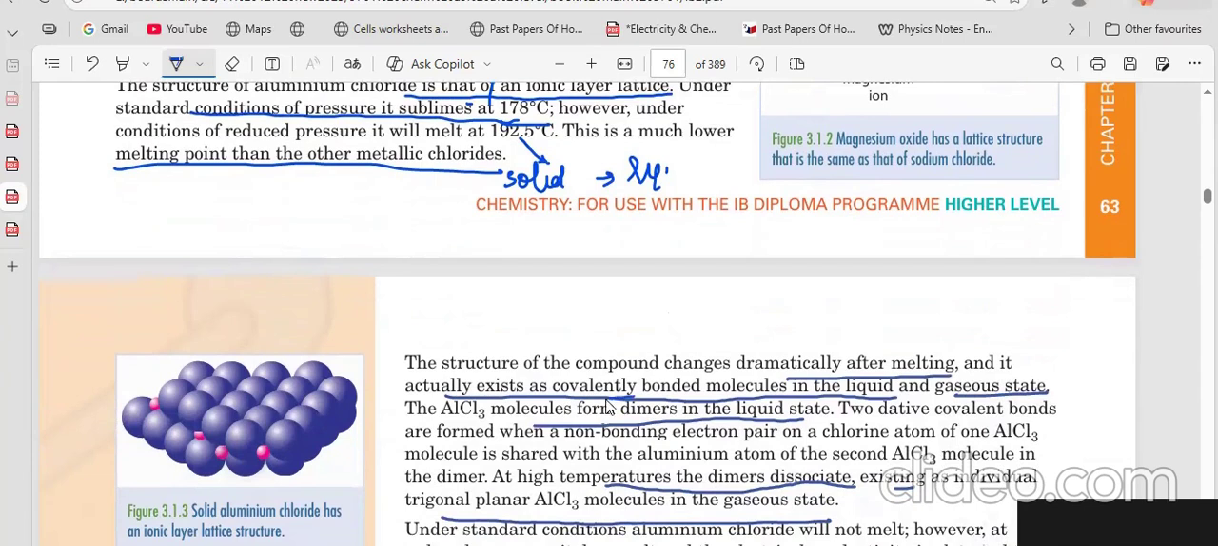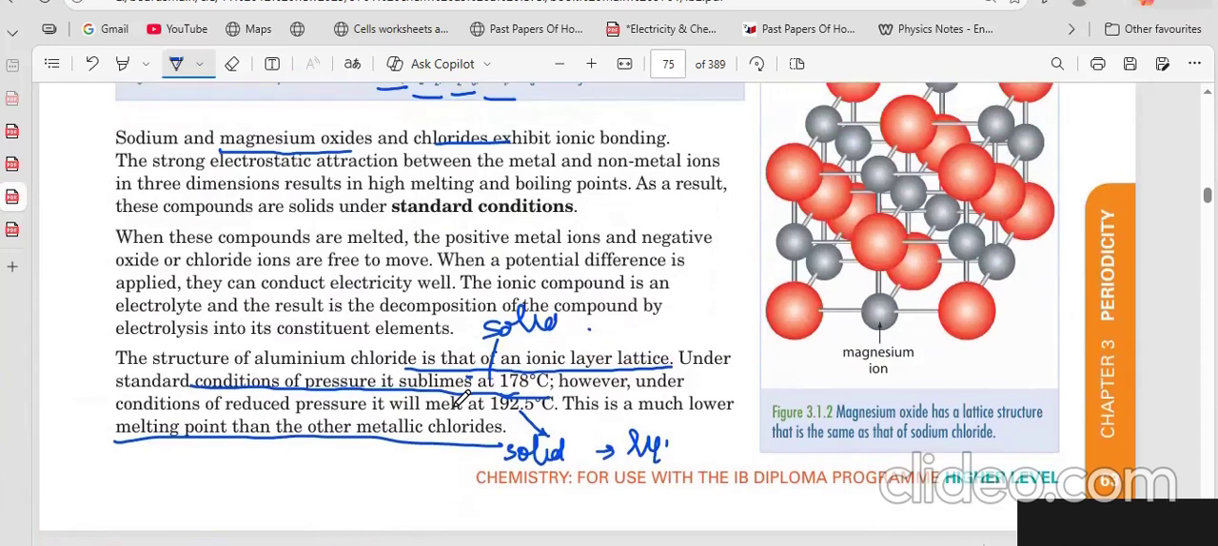It actually exists as covalently bonded molecules in the liquid and the gaseous state. AlCl3 forms dimers in the liquid, and in the gaseous state, it is also a dimer, and at higher temperature the dimers dissociate and exist as individual trigonal AlCl3 molecules in the gas. So remember: AlCl3 molecules in the gaseous state, Al2Cl6 dimers in the liquid state, and an ionic lattice in the solid state.